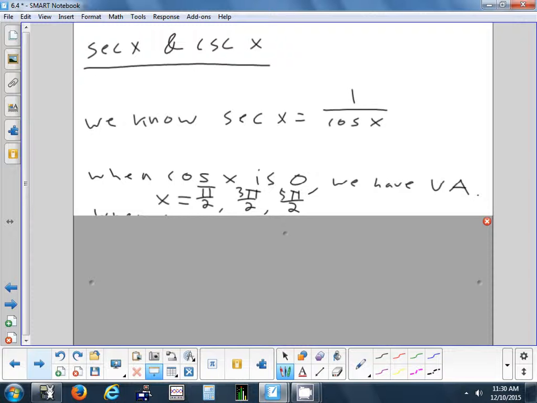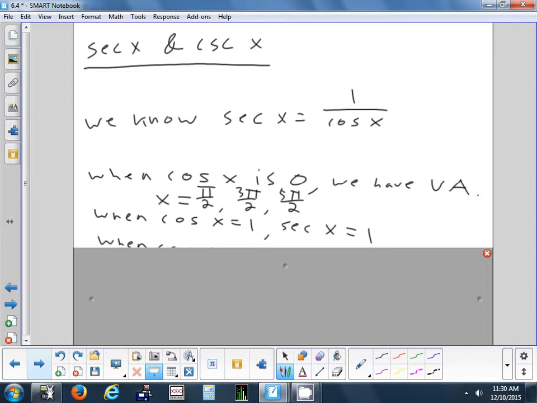All right, next thing I want to figure out, will secant ever equal 0? No, because it's always a 1 in the top. Okay? The only way secant could equal 0 is if somehow you could make the numerator 0, and you can't. What would happen if cosine was equal to 1? What would secant be? 1. Right, so if cosine is 1, secant is 1.